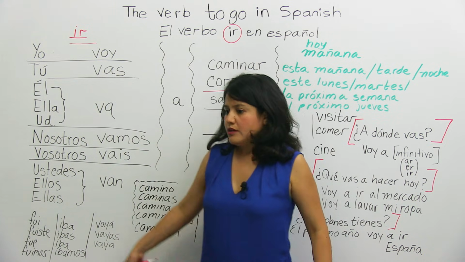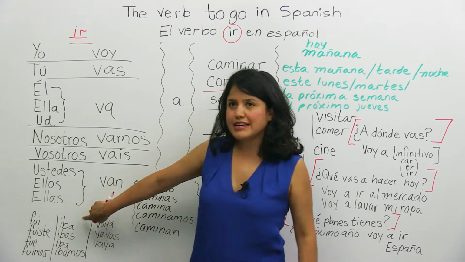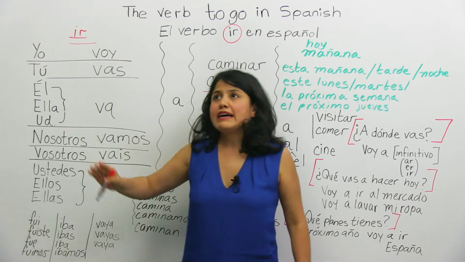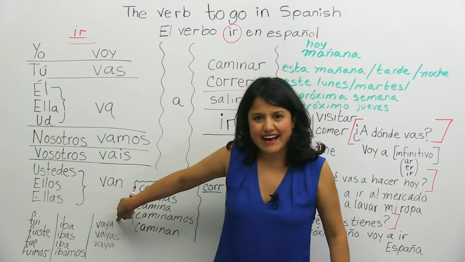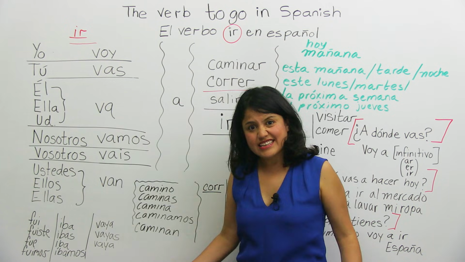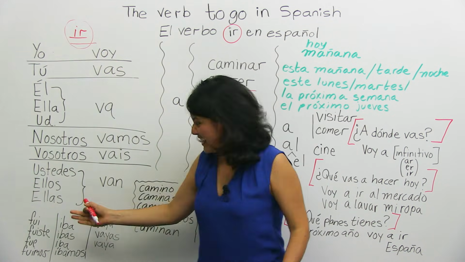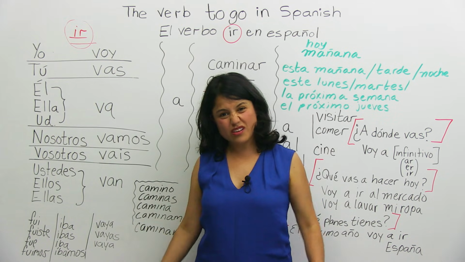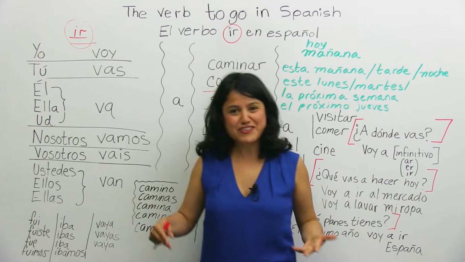But if you're telling a story, you're going to say "yo iba." But if you're thinking about something that someone wants you to do, you will say "yo vaya." And so, yes, these are all the tenses for this verb. And they change so much, right? That's what I told you. It just changes from time to time, depending on where you're using it.